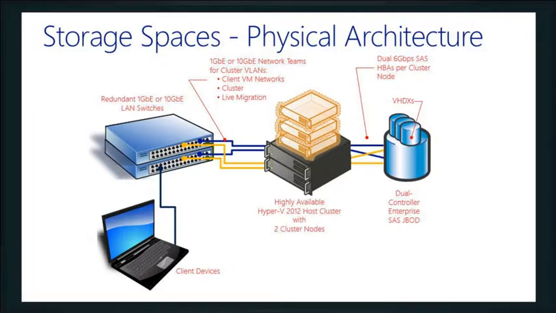But with a storage space environment, we like to go ahead and have that storage writing out to a shared dual 6 gig SAS HBA controller JBOD array. So that would be a shelf of drives and multiple connections for both servers. And then you can have your VHDX files sitting on that particular shared JBOD device. All right, that's the simplest way to do things.